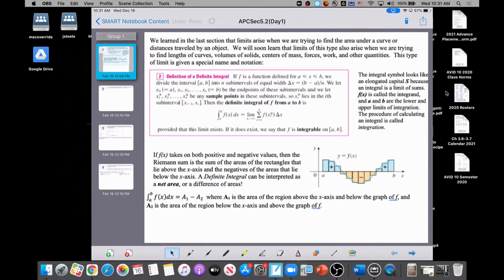Hello math friends, this is AP Calculus section 5.2 day 1. So today we are going to talk about what a definite integral is.